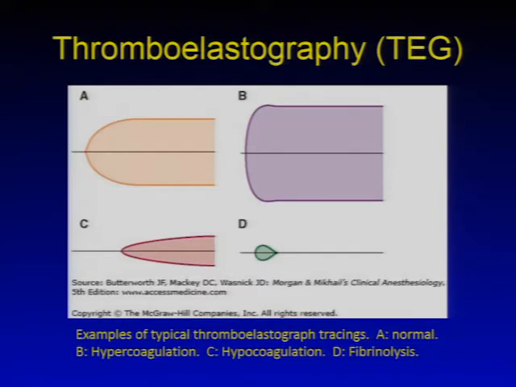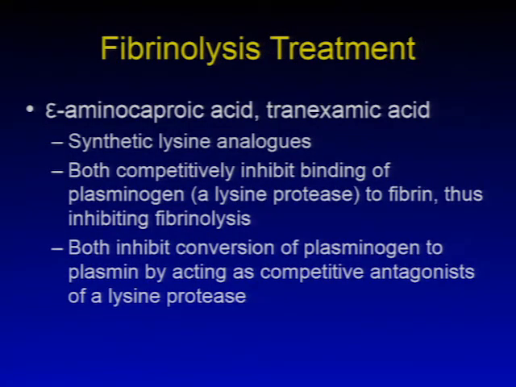So the little green deformation there off the straight line represents a clot that then is lysed and goes back to a straight line, which represents no clot formation. So what do you do in situations of fibrinolysis? Well, there are two medications that can be used to treat it. Epsilon aminocaproic acid and tranexamic acid are both available.